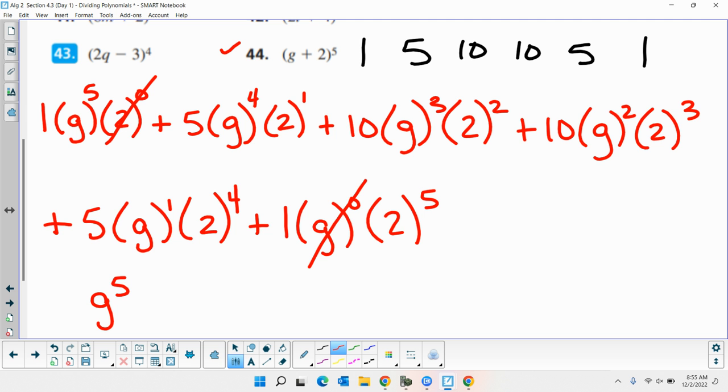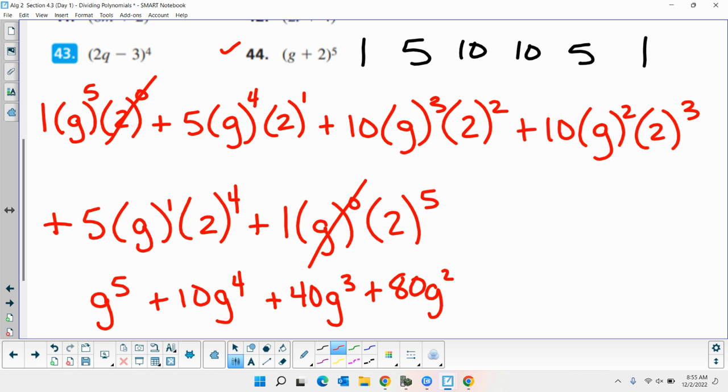All right, and then it's 5 times 2 to the 1st. 2 to the 1st is 2, times 5 would be 10, G to the 4th. And then I would do 2 squared, 4 times 10 is 40, G to the 3rd. And then I would do 2 cubed, which is 8, times 10. That's 80, G to the 2nd. I do 2 to the 4th, which is 16, times 5, which is 80 again. G. And then 2 to the 5th is 32. No more G's on the end.